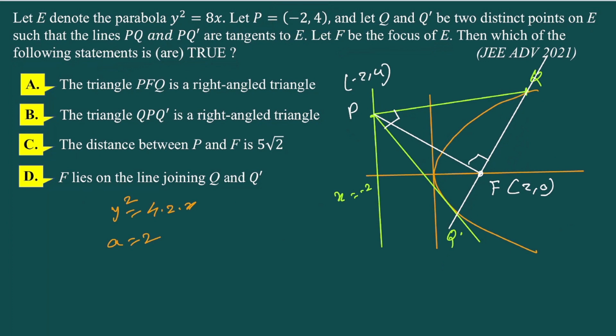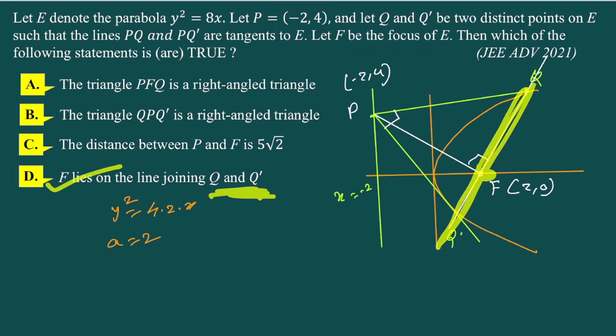First option, the triangle PFQ is a right angle triangle. So the triangle PFQ is a right angle triangle, obviously because it is 90 degrees. So this option is right. And the second option is the triangle QPQ dash, we already got it, this is also right. And the third is the distance between P and F, which we are going to find. And the fourth is that F lies on the line joining Q and Q dash. Obviously it is a focal chord, so the focus lies on the focal chord, it is obviously right.